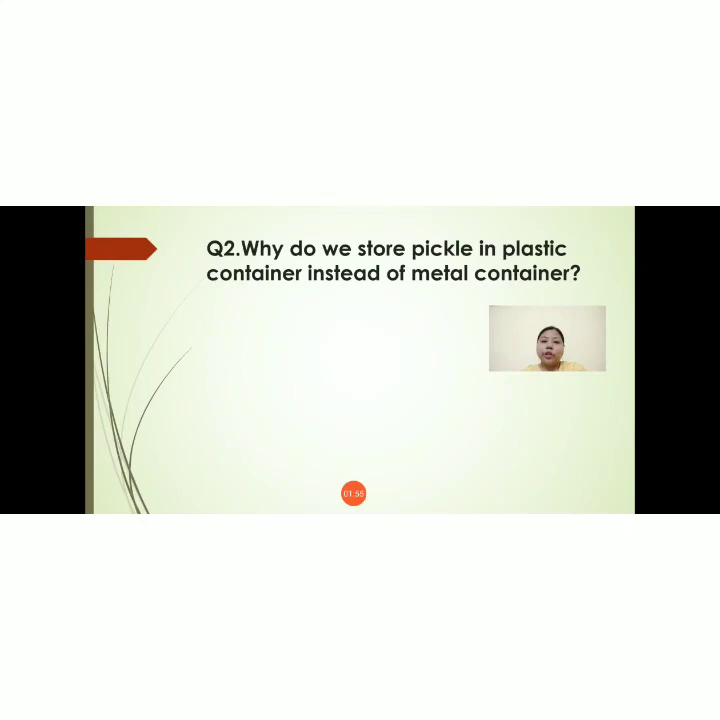This is the second question for you. Why do we store pickle in plastic containers instead of metal containers? This also we have discussed, and this is all for today's class. All of you write down the answers to these questions in your copy and send them to me.